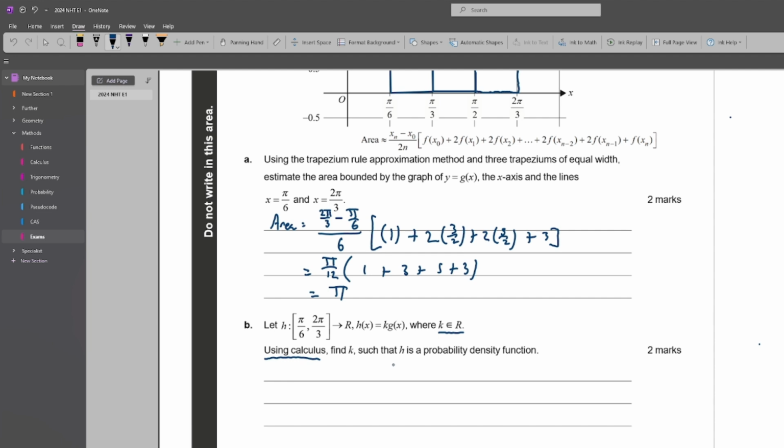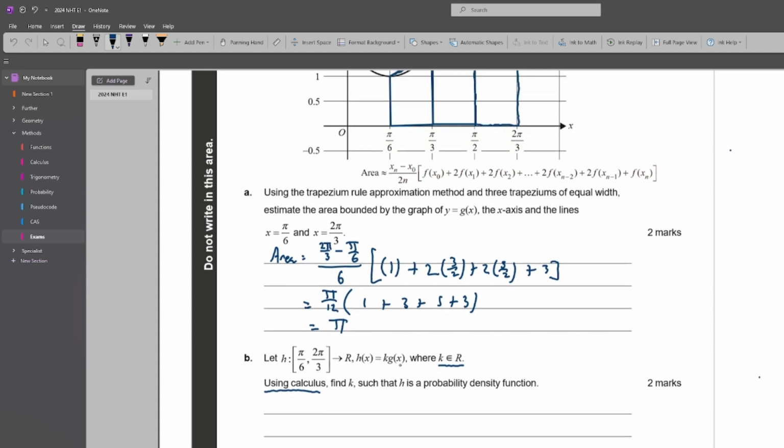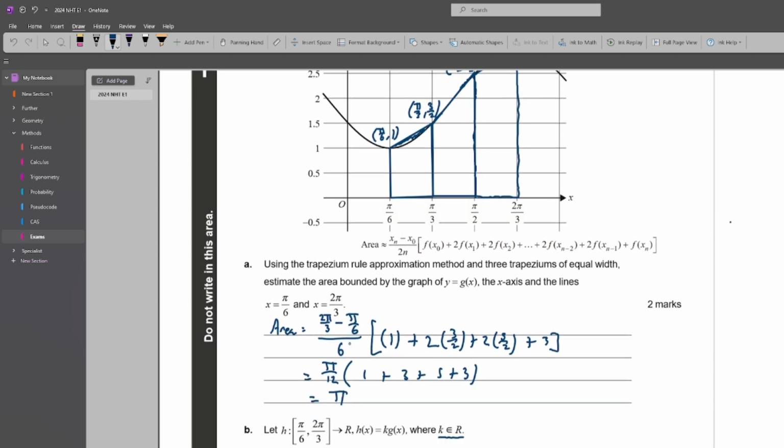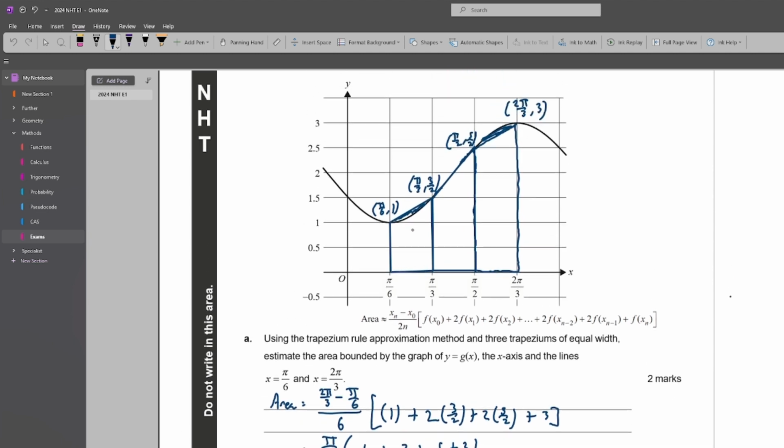So for a probability density function, we're after two things. Firstly, that it's non-negative, so it all has to be equal to or above the x-axis, because the area under the curve represents the probability, and if we have a signed negative area, that would represent negative probability, which doesn't make a lot of sense. And then the second thing, which is probably more important for this question, is that the area from pi on 6 to 2 pi on 3 under the curve should equal 1, because the sum of all probabilities is 1.